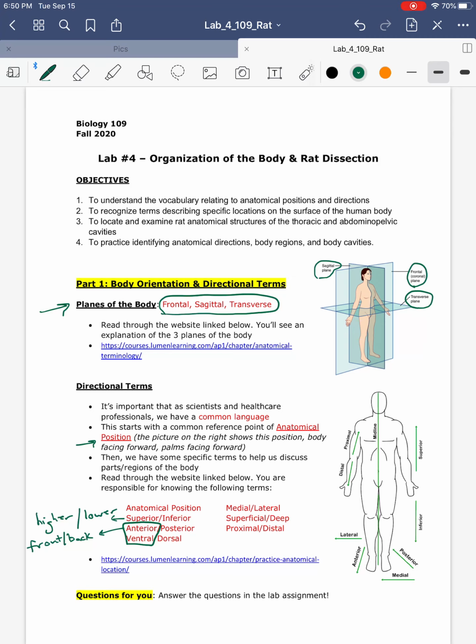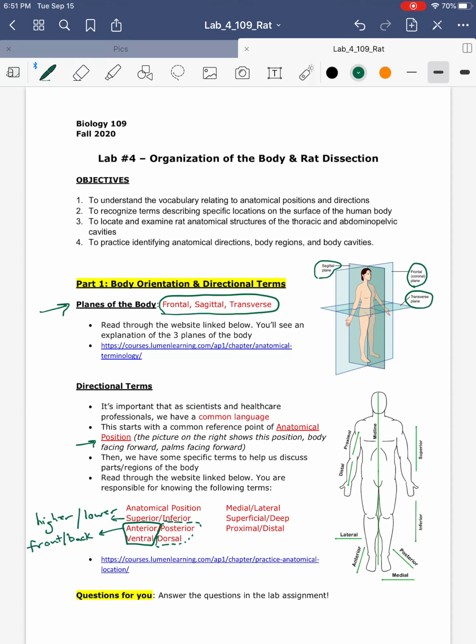We tend to use ventral and dorsal more on our four-legged friends, our animal friends, but really we could use either. And that means that posterior and dorsal both mean the back. The way that I remember dorsal is to think of a dorsal fin on a dolphin. The dorsal fin is on the back of the dolphin, isn't it?